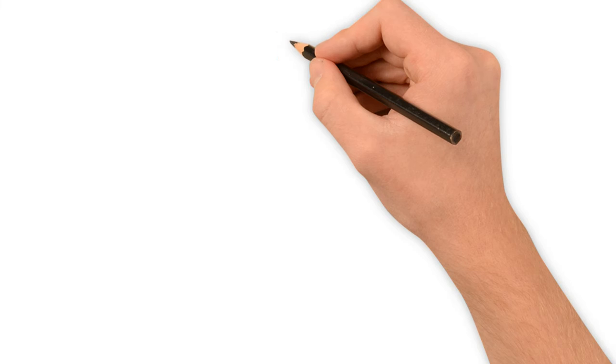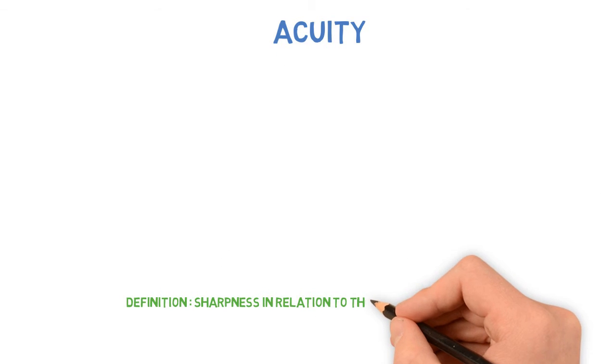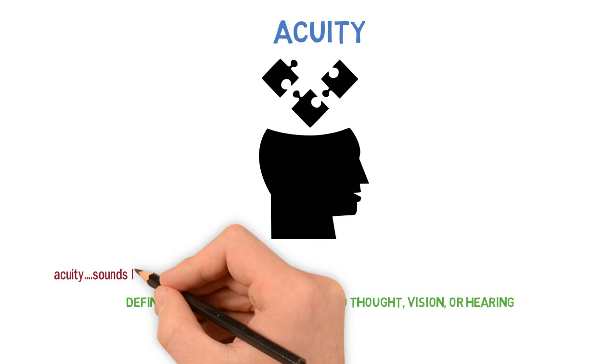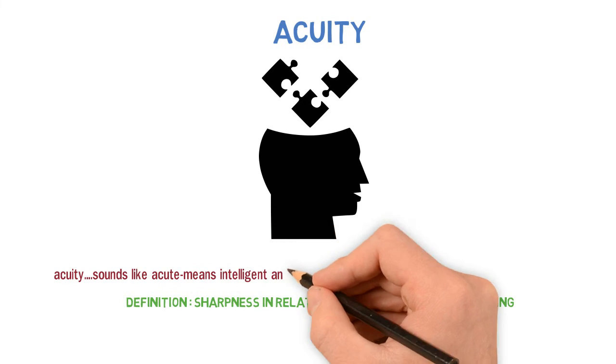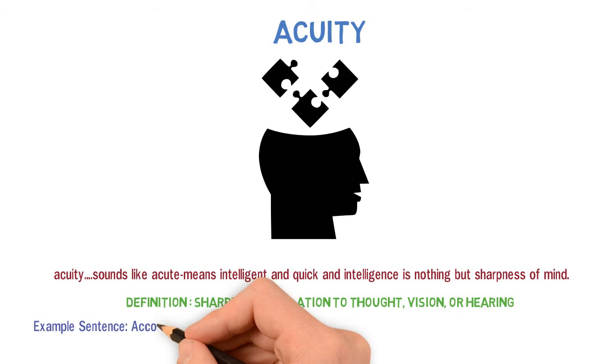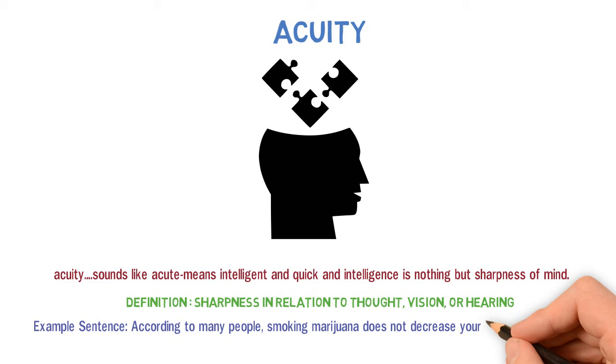Now next one is acuity. Definition of acuity is sharpness in relation to thought, vision or hearing. The mnemonic which we can use here is acuity sounds like acute, which means intelligent and quick, and intelligence is nothing but sharpness of mind. The example sentence is: according to many people, smoking marijuana does not decrease your intellectual acuity. That means, according to many people, smoking weed and marijuana does not decrease your intellectual thinking, thought or hearing.